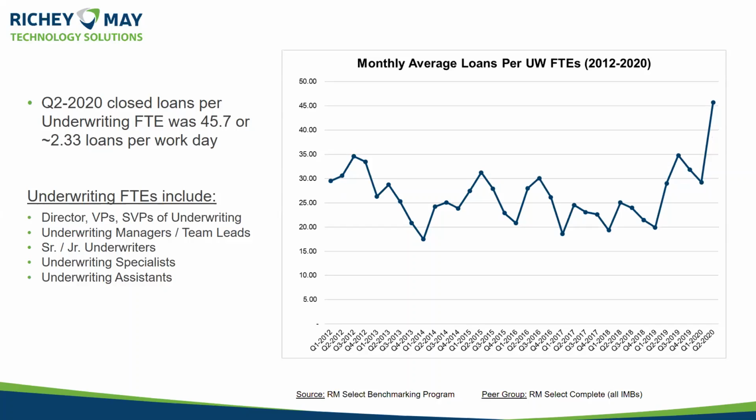We'll take another look, and we'll just look at underwriting. So underwriting, again, the same story. For Q2 of 2020, we're seeing averages at 45.7 closed loans per FTE, or just about 2 1/3 per day. And those numbers are really crazy. I know your underwriting teams are feeling it.